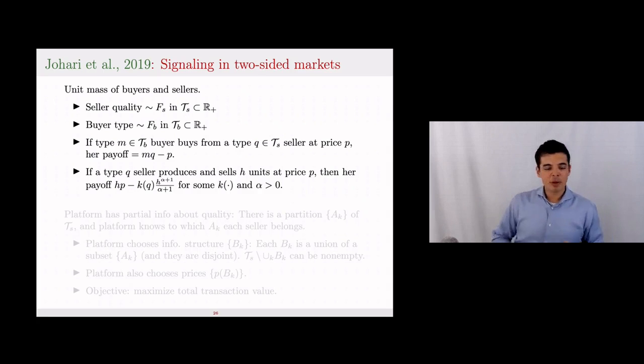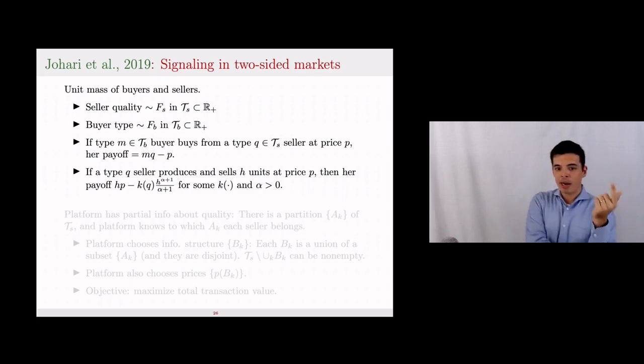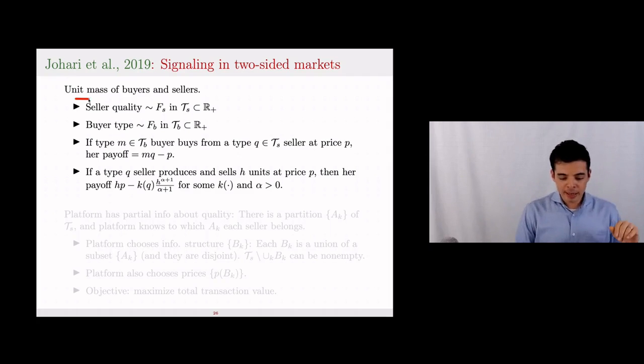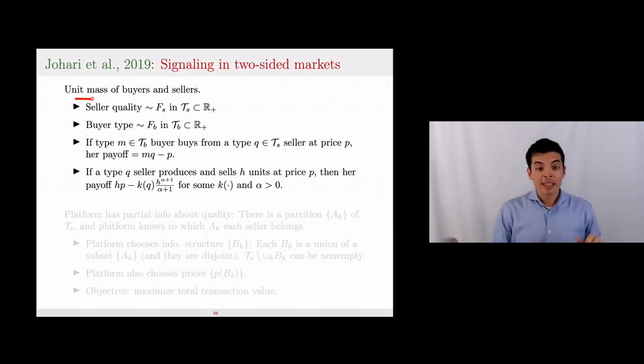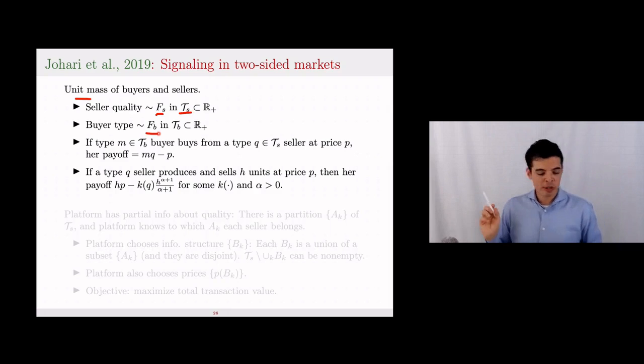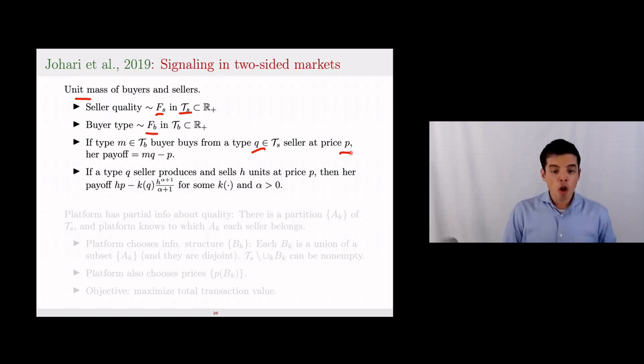Last application is a paper due to Ramesh Johari, Barlight, and Gabriel Weintraub, where they focus on information design in two-sided markets. So here is the setting. There is a unit mass of buyers and sellers. Sellers' qualities are distributed according to a known distribution, and they belong to a subset of the reals. Buyers' types are distributed according to a different distribution. And if a type M buyer purchases the product from a type Q seller at price P, her payoff is type times quality minus the payment made to the seller.